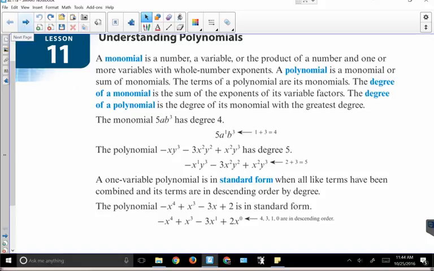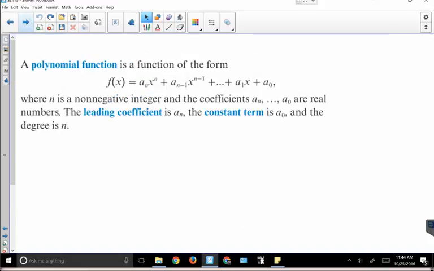So, let's take a look at this and what a polynomial actually really looks like. Whenever we do a polynomial, it is going to follow this form. A sub n x to the n, plus A sub n minus 1, x to the n minus 1, plus dot, dot, dot, all the way down to A sub 0.